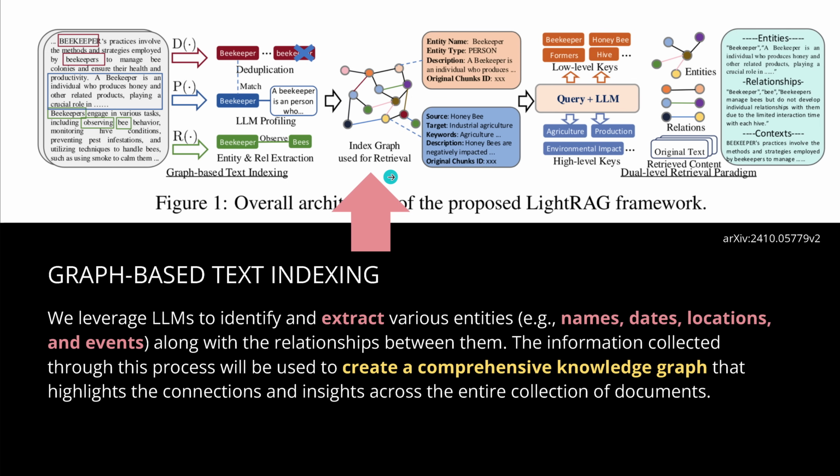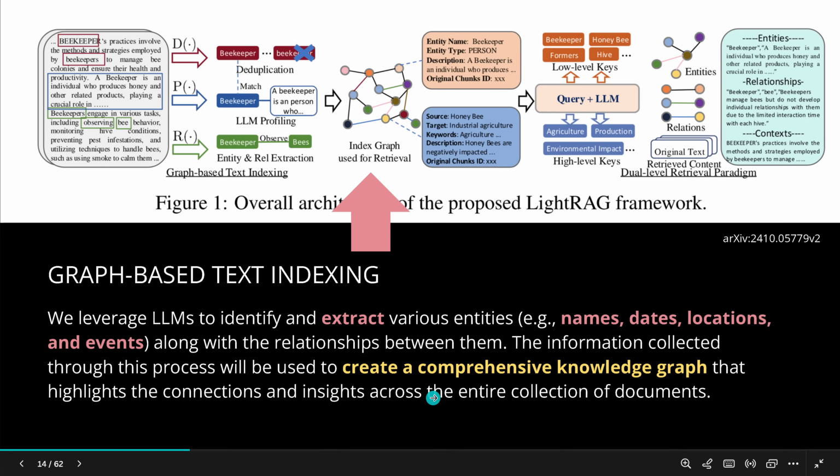Here we have all the important information that we need for graph indexing. Extract various entities, the name, the date, the location, all the events, and we record all the relationships between them. This information collected through the process will be used to create a comprehensive knowledge graph that highlights all the connections and insights across the entire collection of all the documents.